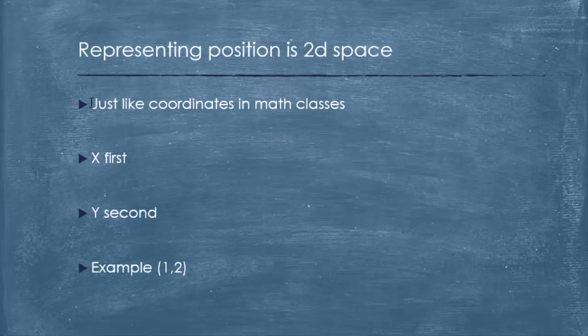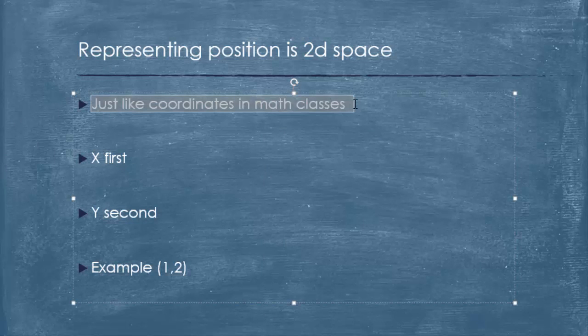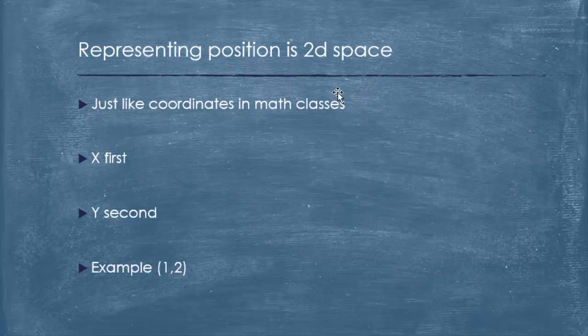Representing these coordinates, just like in maths, in normal math classes, most of the way through school, you would do coordinates and graphs and stuff. From there, you'll know that you plot your x point first and your y-axis second, such as the example at the bottom. 1 is the x-axis, 2 is the y-axis, so you go across 1 on x, down 2 on y.